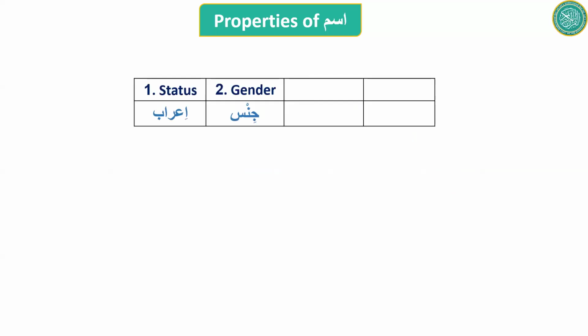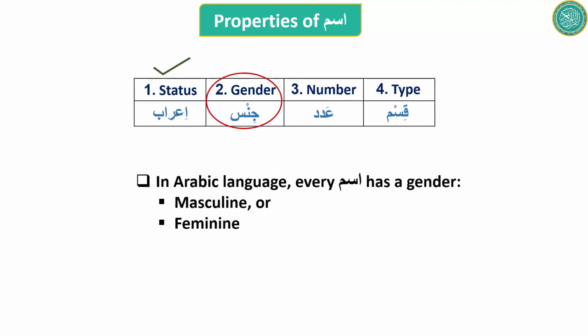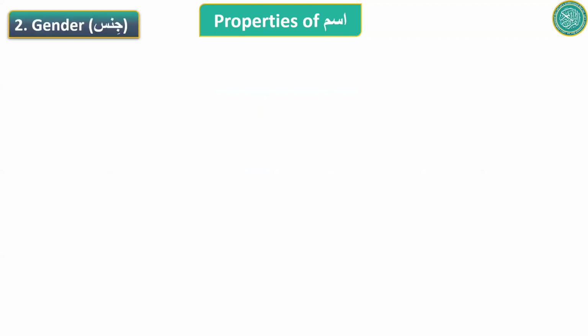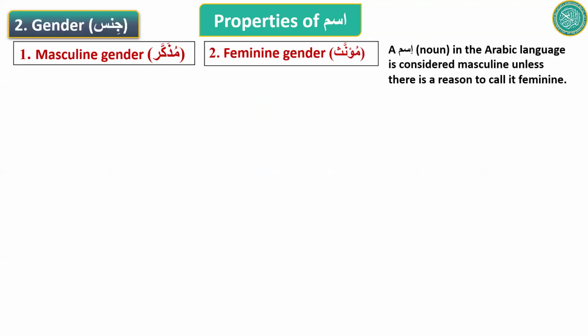So status is simple: rafa, nasab, and jar. There are three types of status. So, what is gender? We learned about gender. There are two types of gender, masculine or feminine. And we said the default gender is masculine. So if you see an ism, you have to look for reasons to call it feminine. If you don't see a reason to call it feminine, then it is masculine. Simple as that. So, what are the reasons to call an ism feminine?